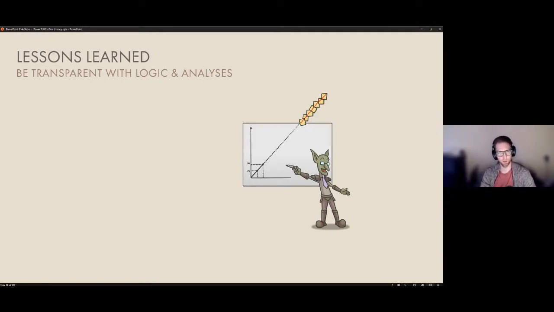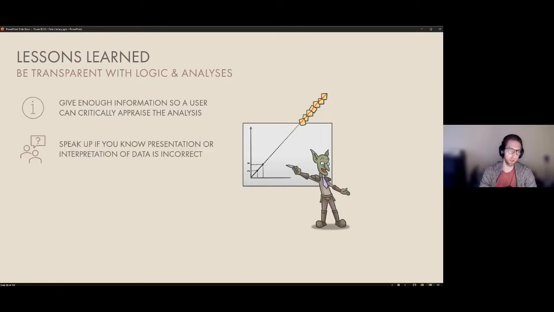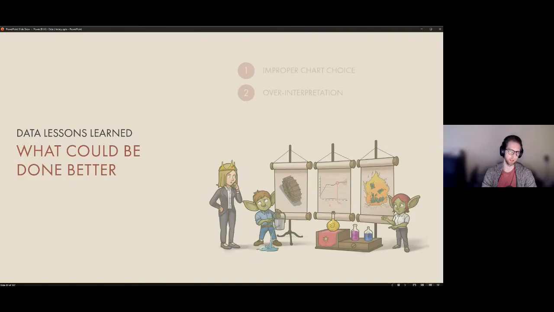So what can we learn from this exercise? It's important for us to be transparent with both logic and analyses. We need to make sure that we give enough information so that a user can critically appraise the analysis. And we are also obliged to speak up when we're discussing data and we know that the presentation or interpretation of that data is incorrect. We need to also ourselves avoid the temptation to extrapolate and overinterpret our own findings, no matter how exciting or controversial they might seem.